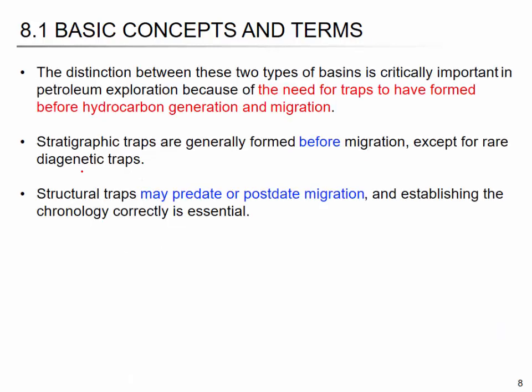And the distinction between these two types of basin is critically important in petroleum exploration because of the need for traps to be formed before hydrocarbon generation and migration. So which one is generated first can tell you whether this basin is prospective, rich in hydrocarbon, or poor in hydrocarbon.